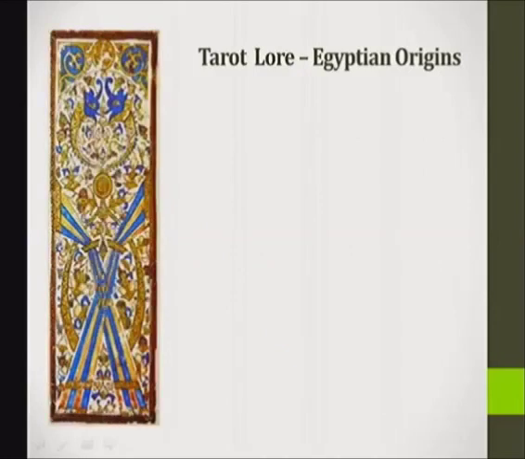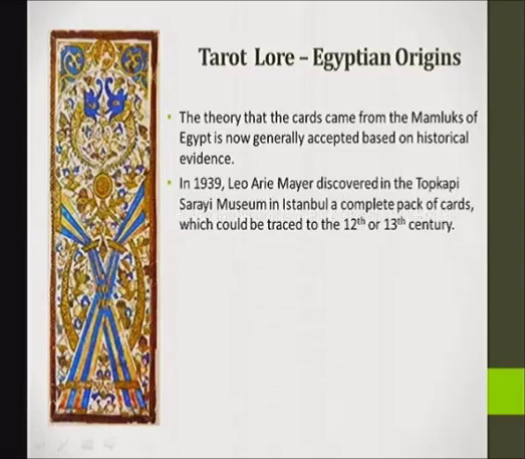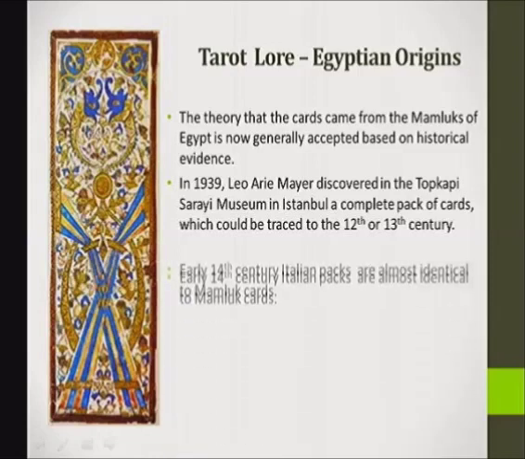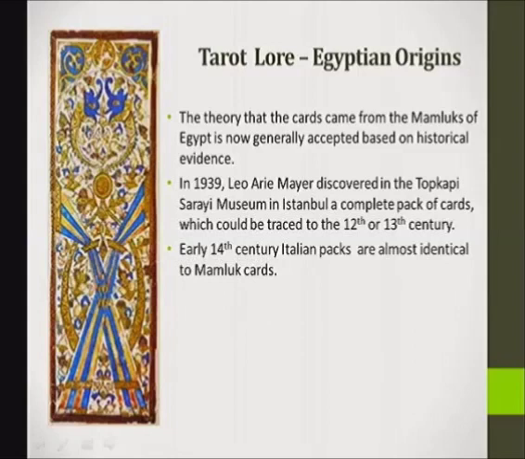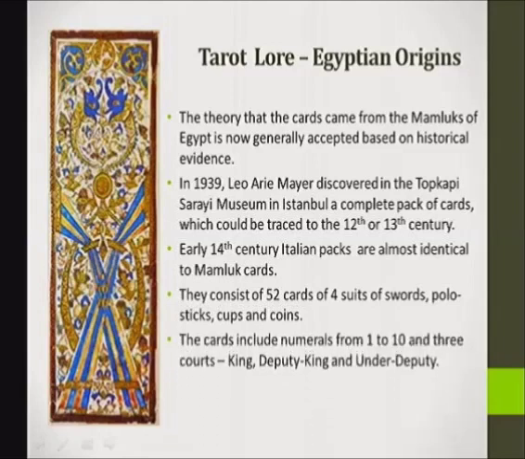The theory that the cards came from the Mamluks of Egypt is now generally accepted on the basis of historical evidence. And in 1939, Leo Arie Meyer, who was an Israeli archaeologist, discovered in the Topkapi Sarayi Museum in Istanbul a complete pack of cards which could be traced to the 12th or 13th century. Early 14th century Italian packs are almost identical to the Mamluk playing cards. And they consist of 52 cards of four suits, swords, polo sticks, cups, and coins. The cards include numerals from 1 to 10, and three courts, king, deputy king, and under deputy.